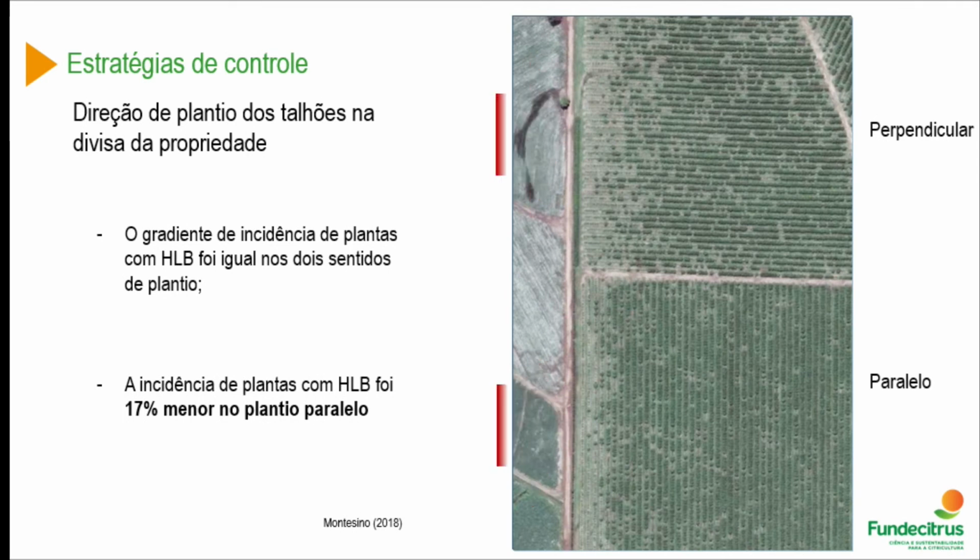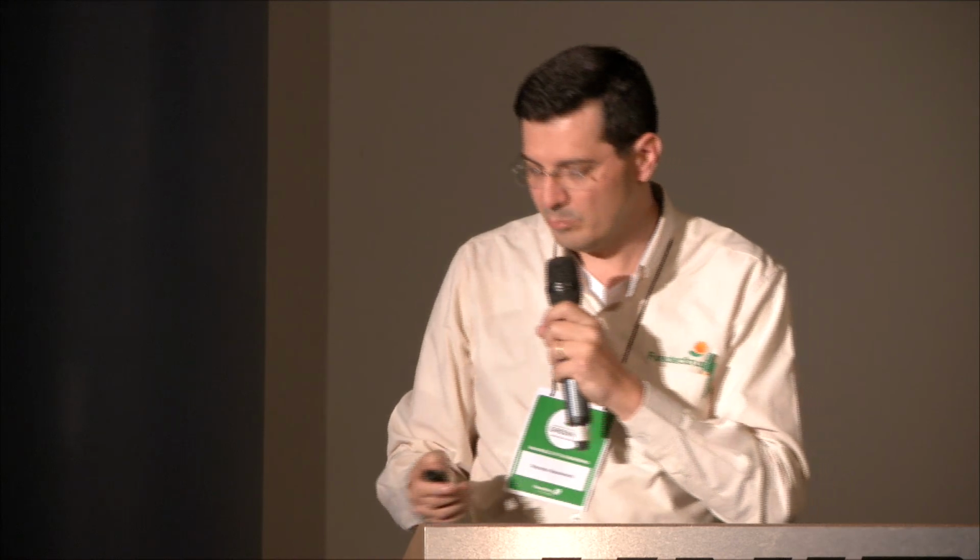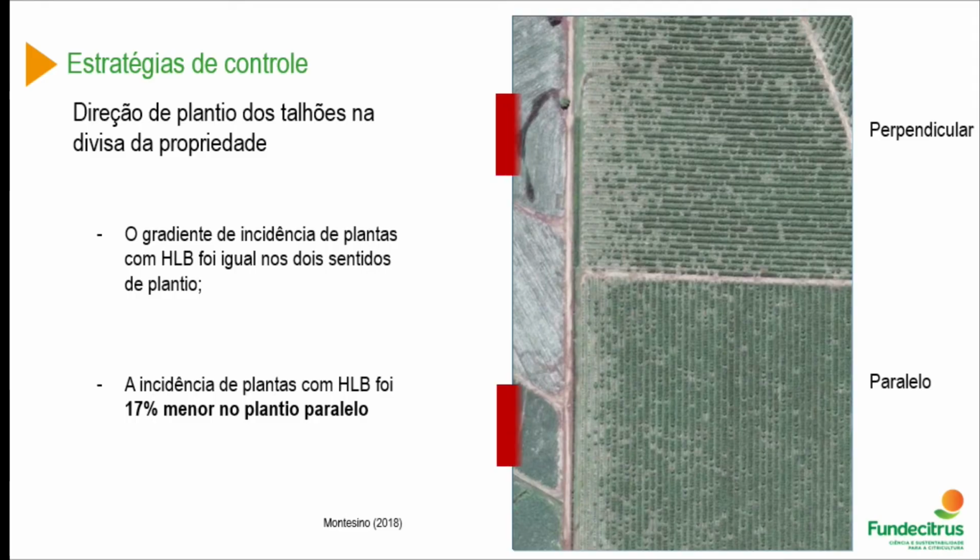Probably because when plants grow, they form a barrier and they do not allow the insect to go into the property, into that plot. So they end up concentrating on a narrower area. On the other hand, on the perpendicular plot, they do have a row and they can follow through the plot. This would be an important measure to be adopted because of this characteristic of the psyllids being most concentrated in the border of the farm.